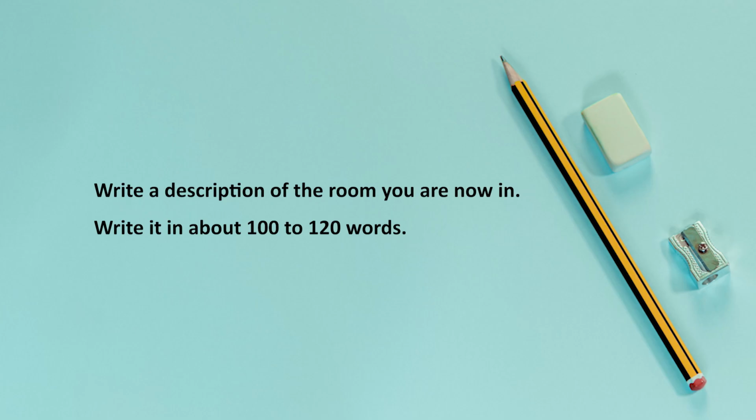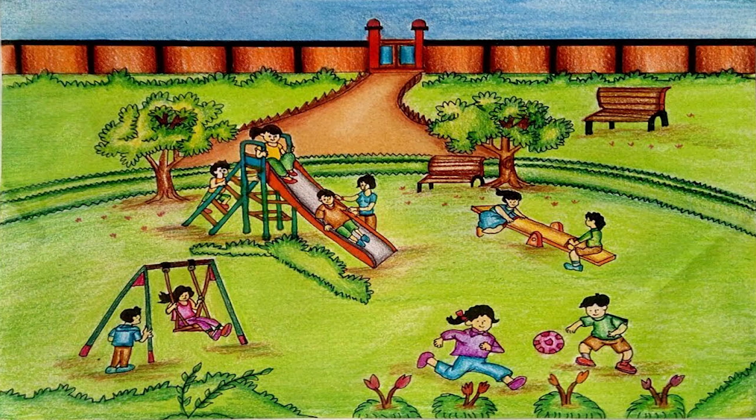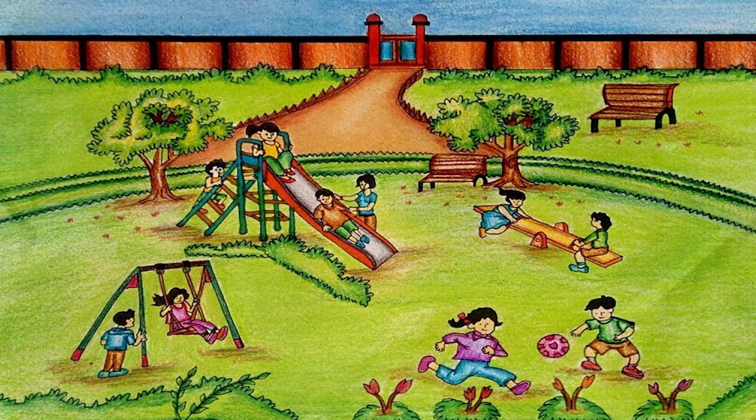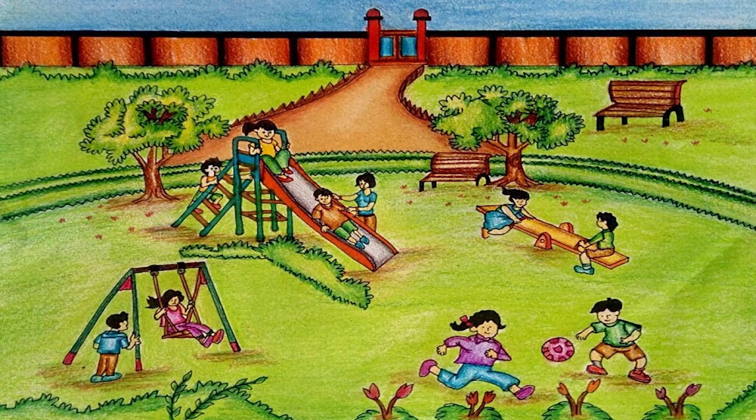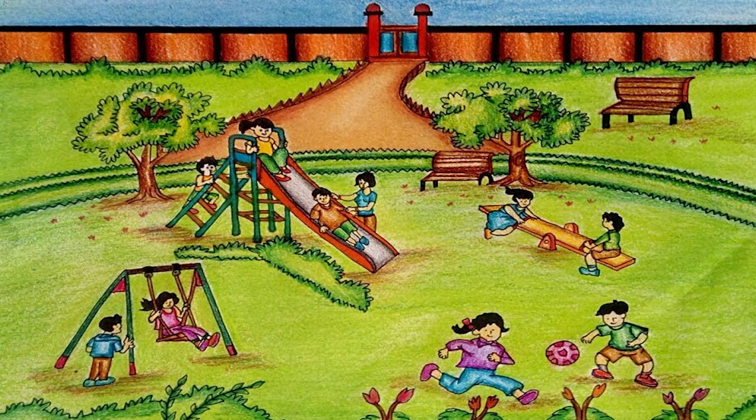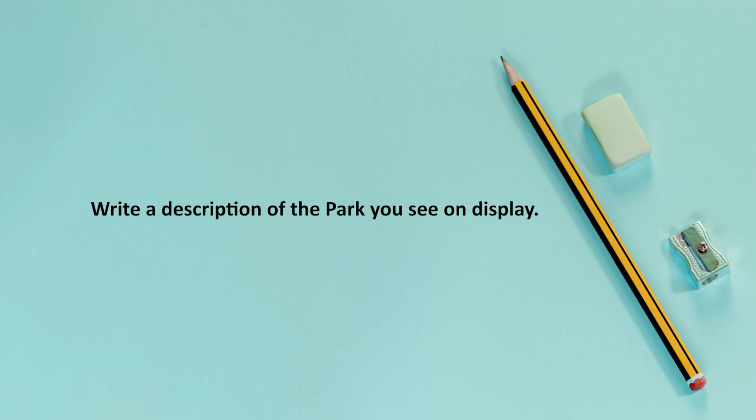Learners, we will give you a task to write. In fact, two tasks following the process approach to writing. The first one is to write a description of the room or the house in which you are sitting, the place you are in, in about 100 to 120 words, following the process approach to writing. This is your first task. The second task is to look at the picture which appears on the screen. This is a picture of a park where children are playing. Write a description of it, following the process approach to writing.